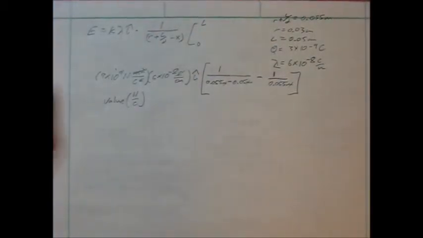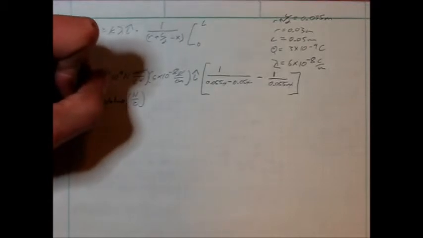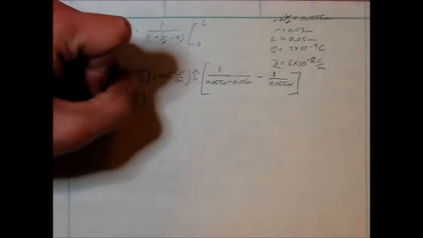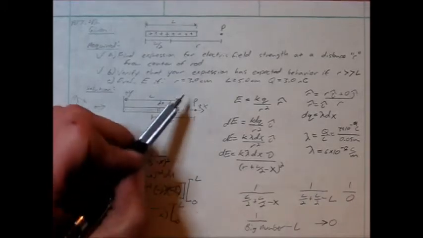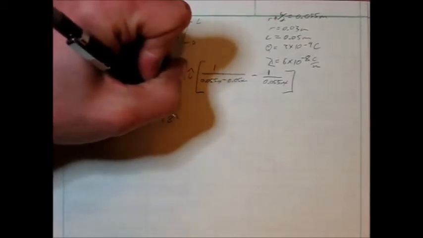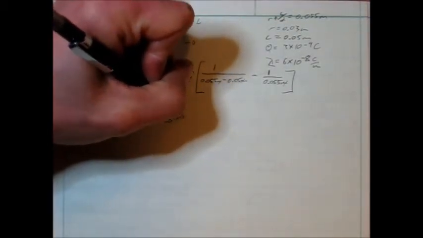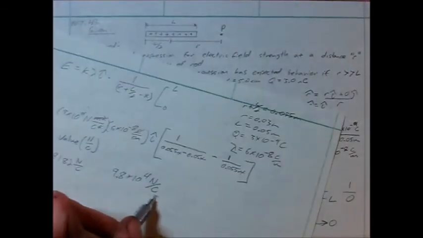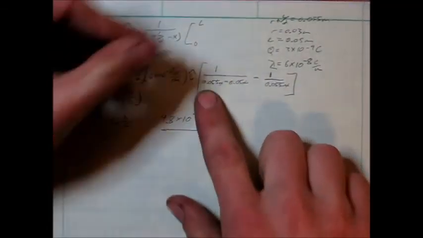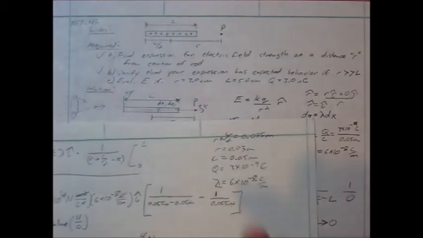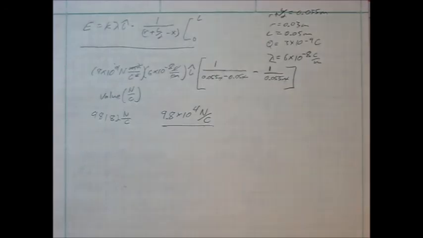Anyway, when I crunched this all on my calculator, I ended up with 98182 newtons per coulomb. Let's keep respect to our significant figures, which they only gave us 2 digits, so we should actually write this as 9.8 times 10 to the 4th newtons per coulomb. Okay, so there's our answer to the part where it had us evaluate it. This is our expression right here, and the behavior seems to make sense. Alright, hope that answered everybody's questions.